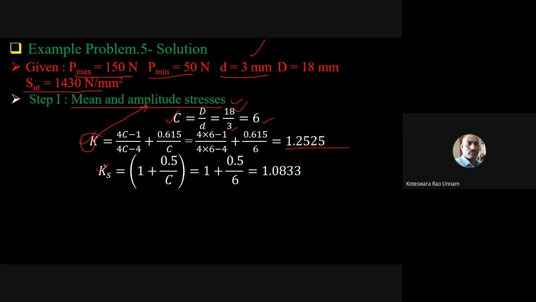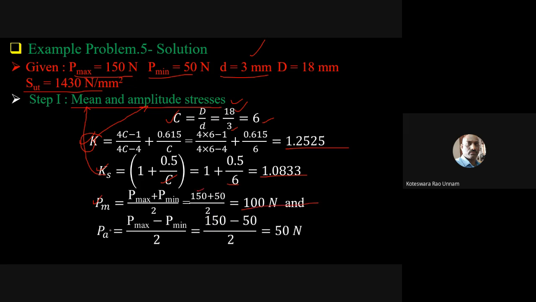Similarly, we need to compute the shear stress correction factor due to direct shear stress only, Kc, which we need to use in the calculation of the mean stress. It is nothing but 1 plus 0.5 by C. Again, if you substitute C equal to 6 into this equation, we get Kc as 1.0833. Then your mean load is P max plus P minimum by 2, which is 150 plus 50 by 2, so we get 100 newtons. And PA is P max minus P minimum by 2, which comes out as 50 newtons. So now I have everything.